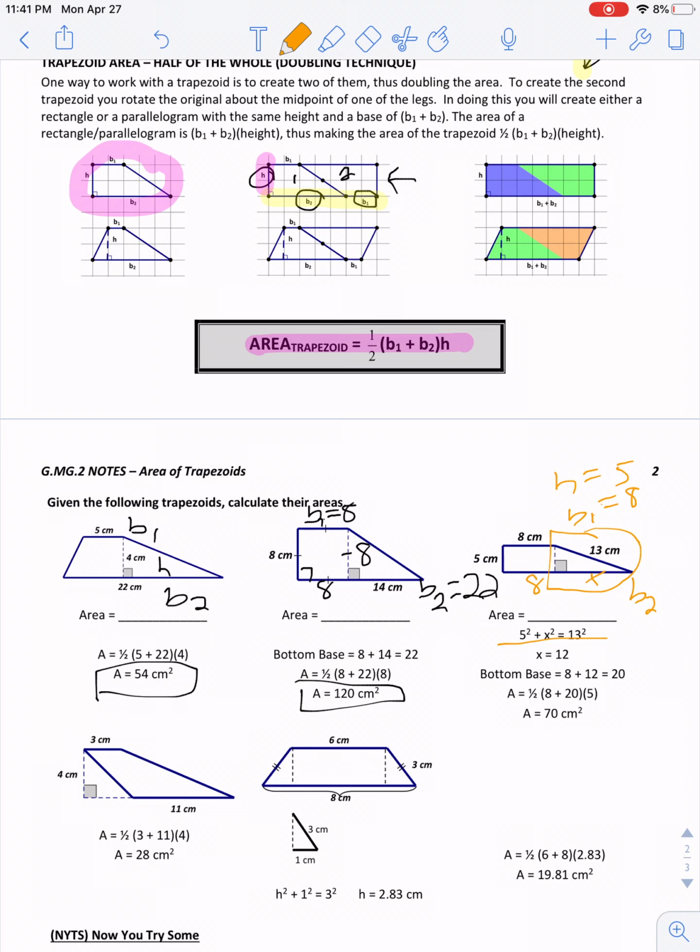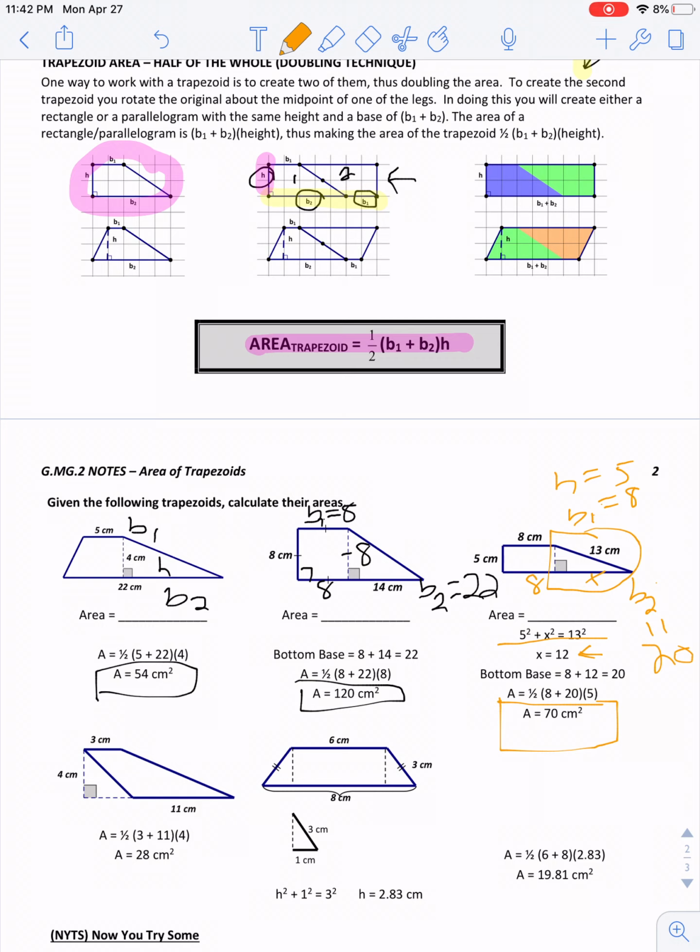If we solve that out, it's 169 minus 25, which is 144. The square root of 144 is 12. So base 2 equals 12 plus 8, which is 20. Plug it into the formula. 1/2 (8 plus 20) times 5 comes out to be 70 square centimeters.